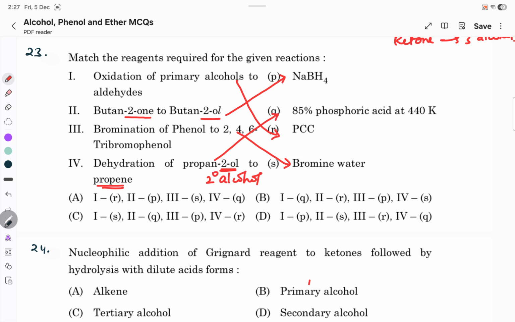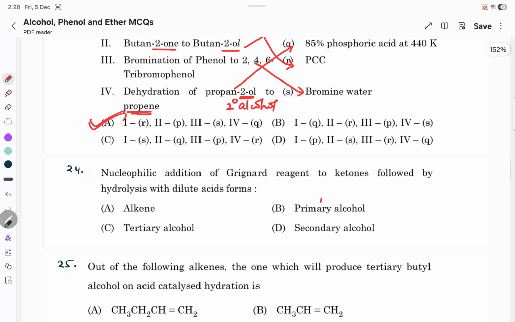So for the fourth one, it is Q. Option 1 is R, so we have only one option for this. Anyway, check the other options also. Second one P, third one S, and fourth one Q. So option A is the correct answer. Thank you.